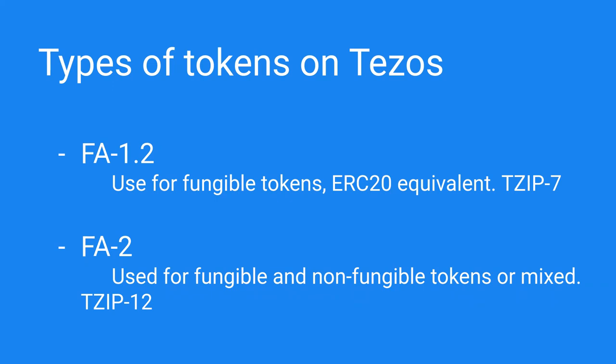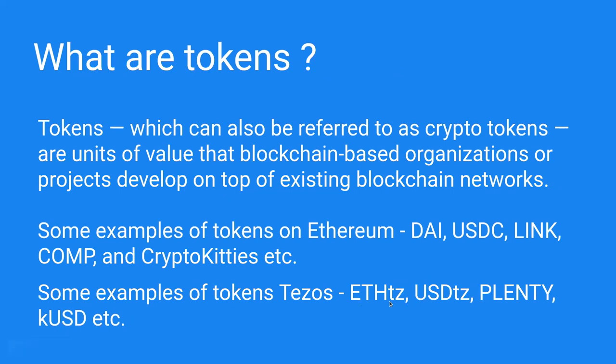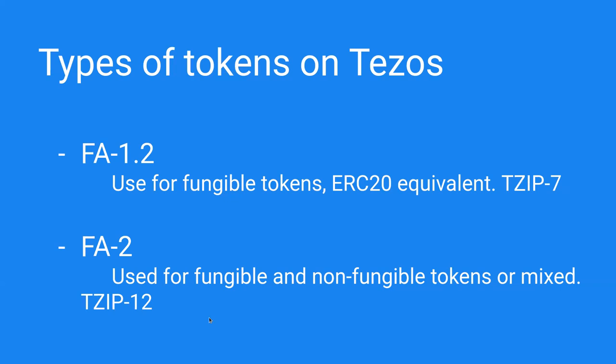So that is basically a fungible token in that sense. And FA1.2 is very similar to, if you have worked with tokens on Ethereum, the ERC20 standard. FA1.2 is basically the ERC20 equivalent on Tezos. In the previous slide, if you see, ETHTZ and USDTZ are all fungible tokens built on FA1.2. Similarly, Plenty is also built on FA1.2, and KUSD is also on FA1.2. So all these tokens are fungible and are based on the FA1.2 standard.